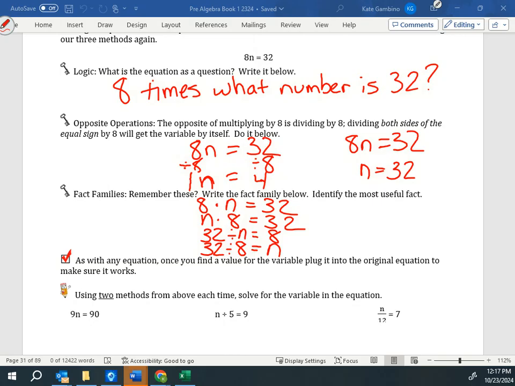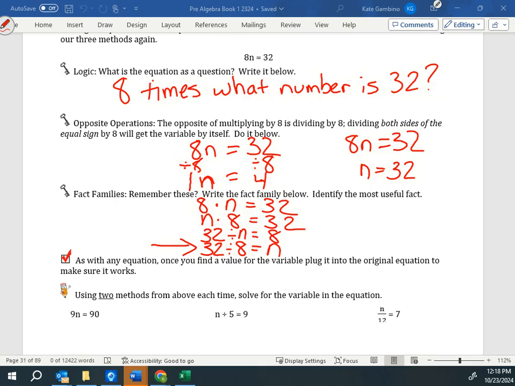Which one of these fact families is going to be the most useful for us, Hadley? 32 divided by 8. That's the math we have to do. That's the fact family we need to know. If it's 8n equals 32, we need to know that the opposite of that would be 32 divided by 8 equals n. So when we're doing our fact family part, we only have to write the fact family that we need. I'm not going to make you write them all. Okay? See how it's very similar to the adding and subtracting? So I'm not really giving you anything huge and new today.